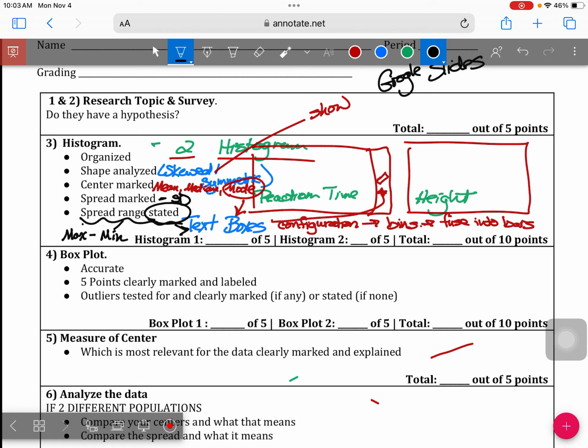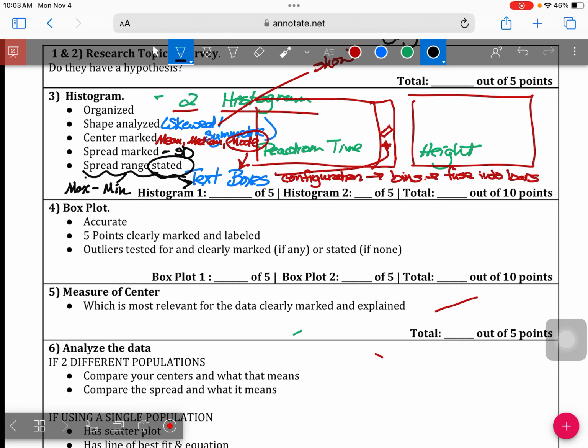So you're going to have 2 histograms, probably on the same page if you do it like Google Slides. Then you're going to have also 2 box plots. So these are 2 more graphs, one for each attribute. Box plots are on there, okay? 5 points clearly marked and labeled. You cannot really label these, okay? I think when you do a box plot on CODAP, the only one it talks about is the median.